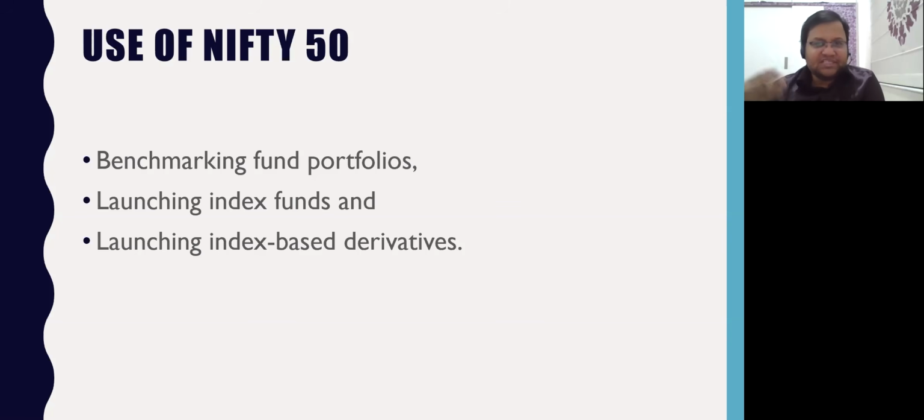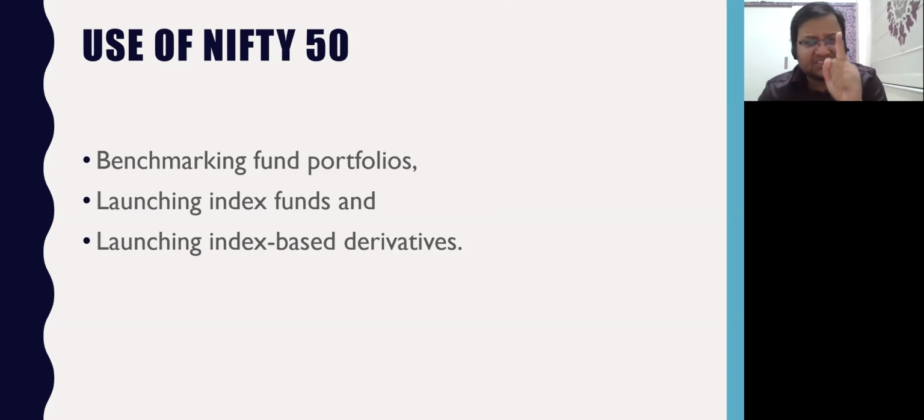What is the use? This Nifty 50 is used for benchmarking, that is comparison of mutual fund portfolios, and launching index funds. An index fund is a type of mutual fund which invests in the companies forming a part of the index. You should read a book by John C. Bogle on index investing. The person who coined this concept of index investing for the world is John C. Bogle. You should read it. It's The Little Book of Common Sense Investing by John C. Bogle. A dangerous book. Passive investments, my friend.